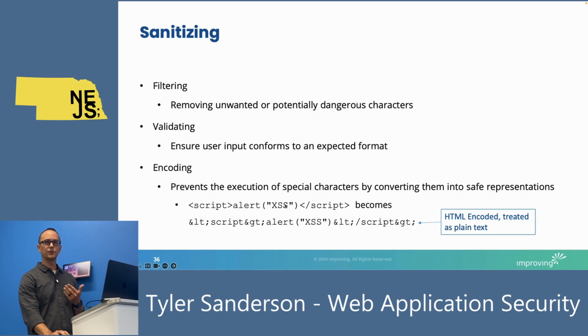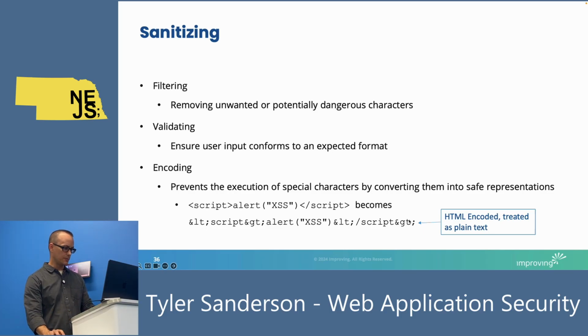Or encoding. And here's a way to convert characters into a safe representation. So in the example of that script tag I showed, we can HTML encode the angle brackets, and then when this is inserted into the DOM, it's not going to be interpreted as code. It's going to be treated as plain text. So then it won't get executed as code.